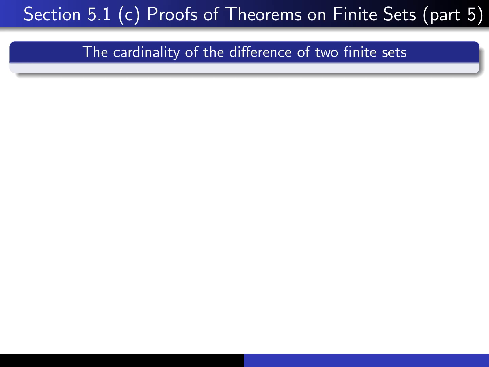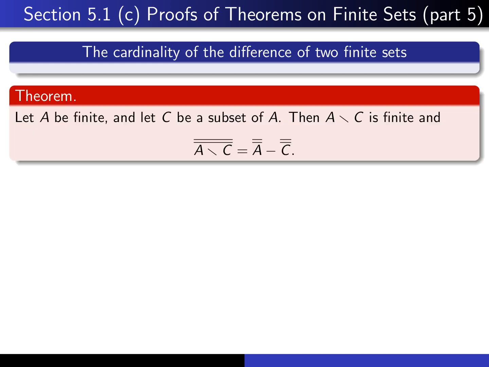This is part 5 in our series of lectures on proofs of theorems on finite sets. And in this theorem we're going to talk about the cardinality of the set theoretic difference of two finite sets. And here's the main theorem we're going to consider.